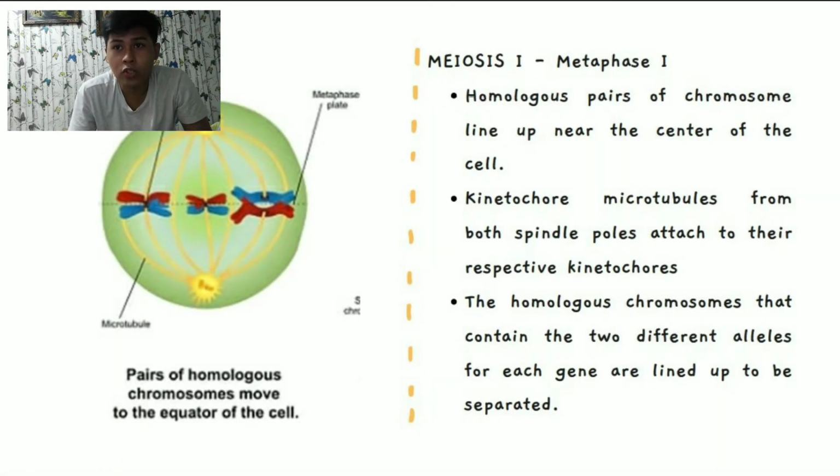Okay? Meiosis 1, we call it metaphase 1. Homologous pairs of chromosomes line up near the center of the cell. So, ayan, tulad yan, the kinetochore microtubules from both spindle poles attach to their respective kinetochores. The homologous chromosomes that contain the two different alleles from each gene are lined up to separate.